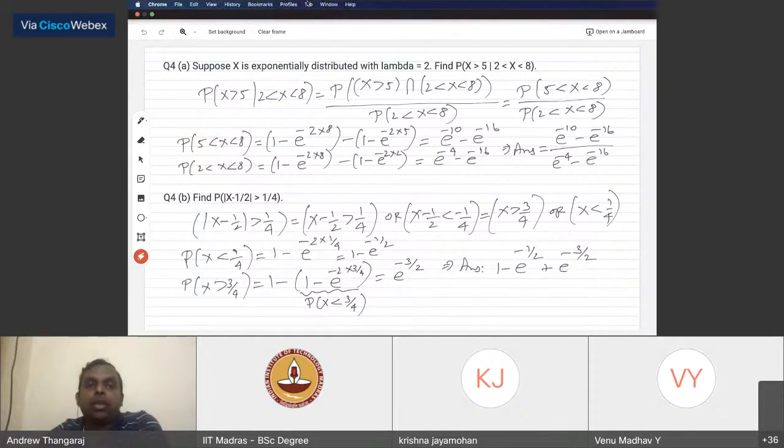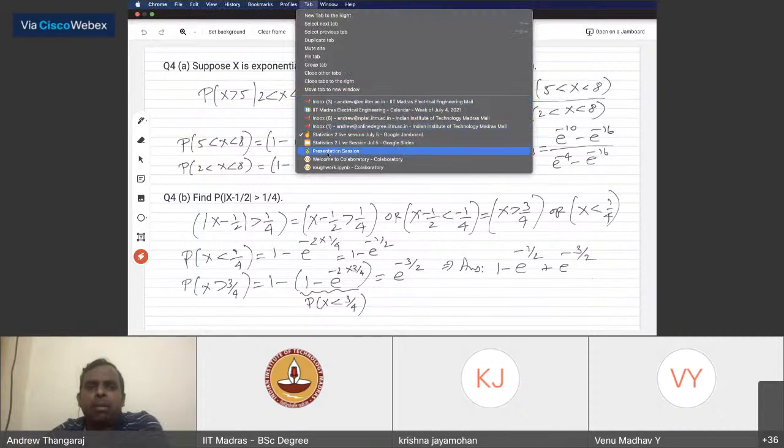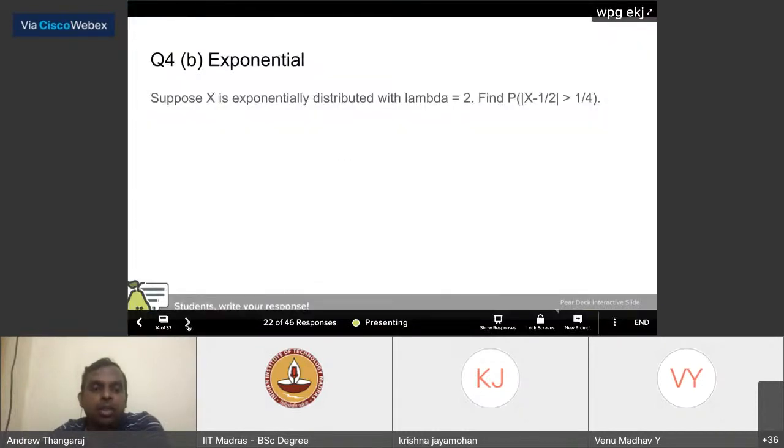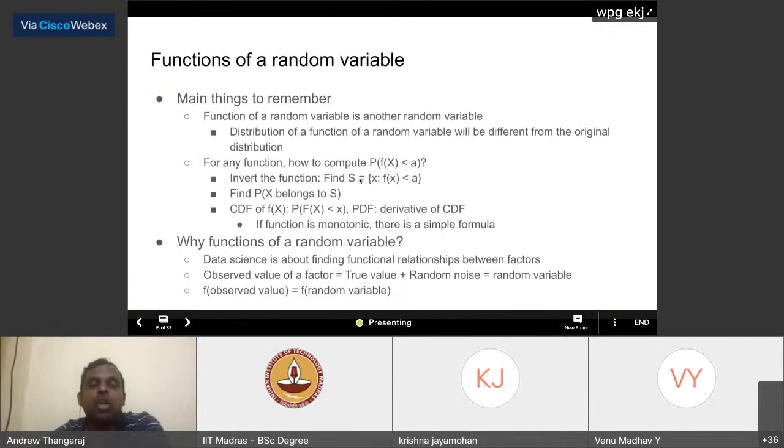Okay, good. I think we are doing reasonable pace. We need to speed up a little bit more. So let's go on. So I think that's all I had for exponential distribution. Next we move on to functions of distributions, functions of a random variable.